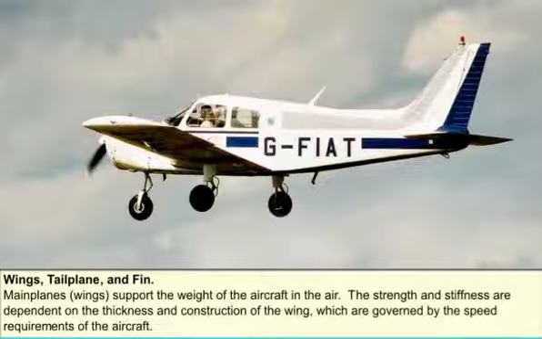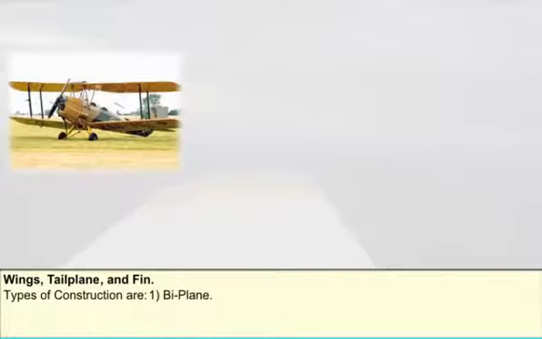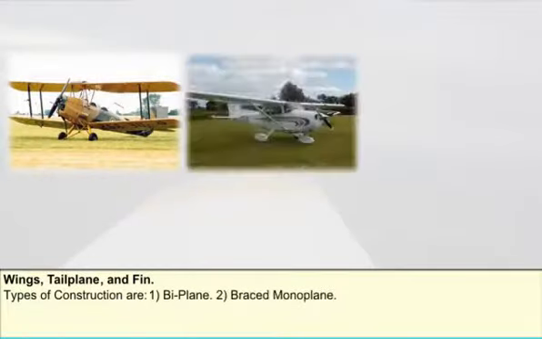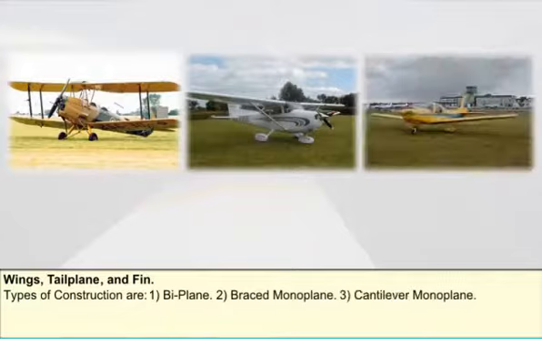The wings support the weight of the aircraft in the air, and so must have sufficient strength and stiffness to be able to do this. Their strength and stiffness are determined by the thickness of the wing, with the thickness and type of construction used being dependent on the speed requirements of the aircraft. The types of construction are biplane, braced monoplane, and cantilever monoplane.